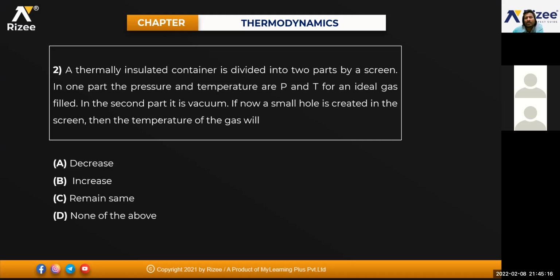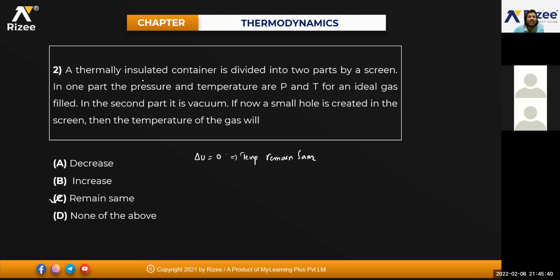A thermally insulated container means there is no transfer of heat. So in this case, it is a free expansion of gas. In free expansion, there will be no change in internal energy. Internal energy will become 0. That means temperature remains the same. So it will remain the same. The third option will be the answer.